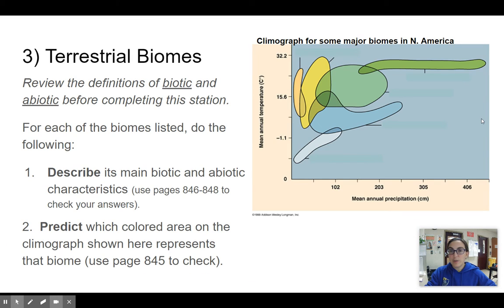So like I said in here, you do not need to describe every single biome. Focus on the ones that you are less familiar with what they are. You don't need to write descriptions of, say, the desert, if that's one that you're pretty familiar with.